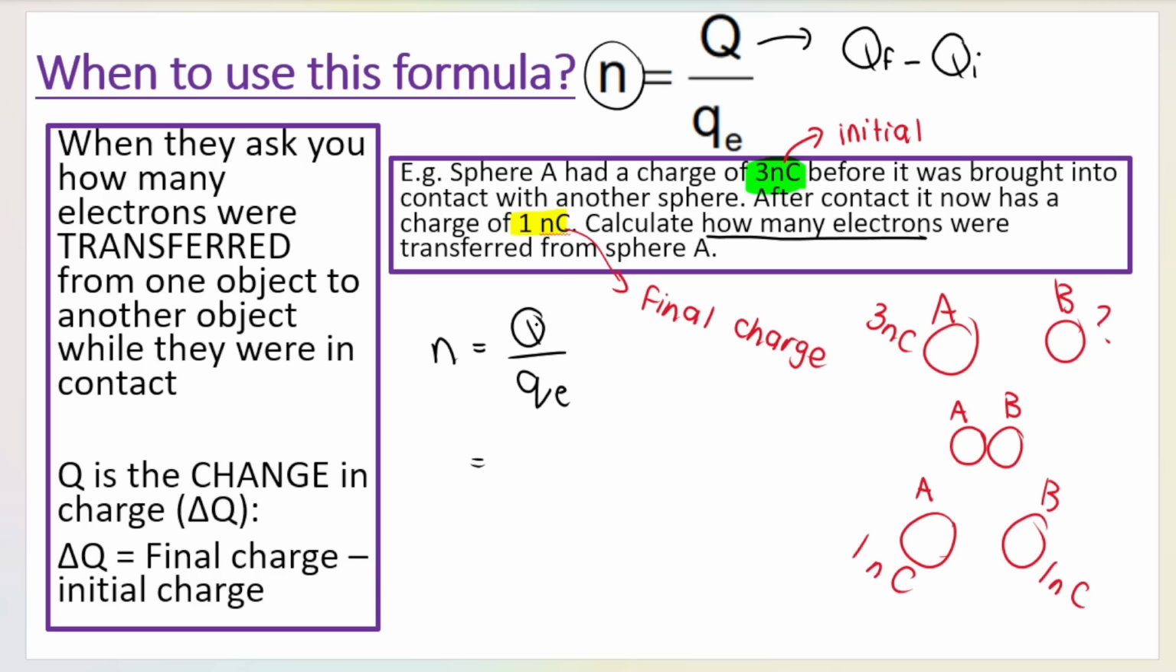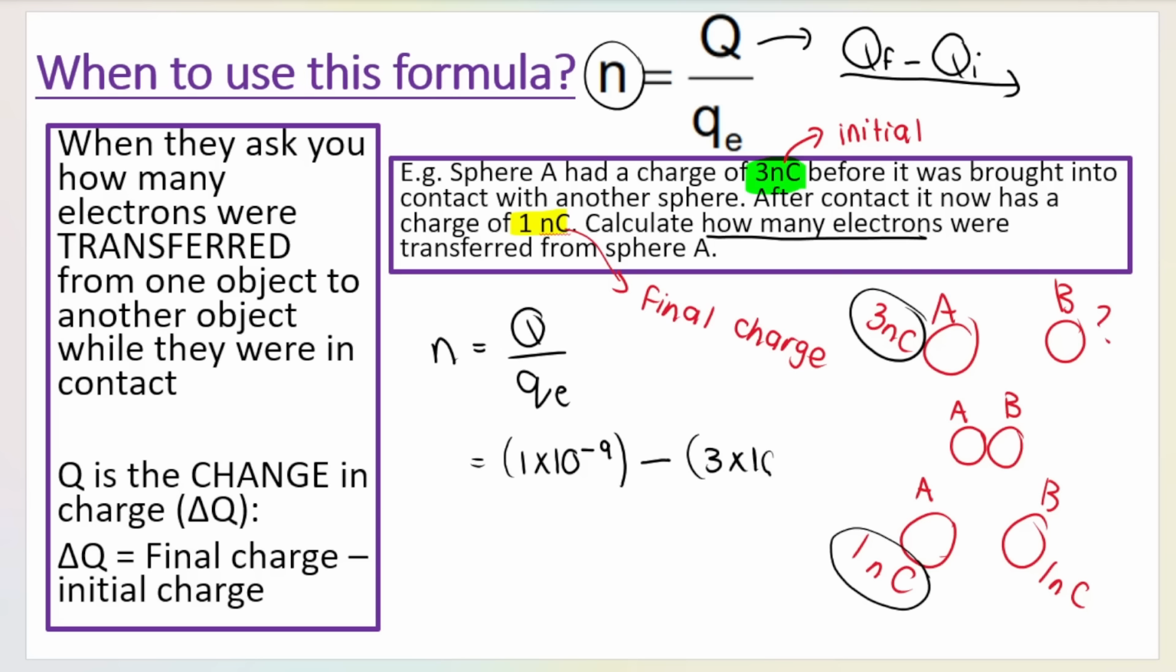So what was your final charge? Your final charge was 1 nanocoulomb. Remember, that is 1 times 10 to the power of negative 9, converted to coulombs, nano, 9. Final minus initial. We are minusing the initial charge, which is 3 times 10 to the negative 9. So you ended up being 1, that's your final, minus what you started with, divided by the charge of an electron.